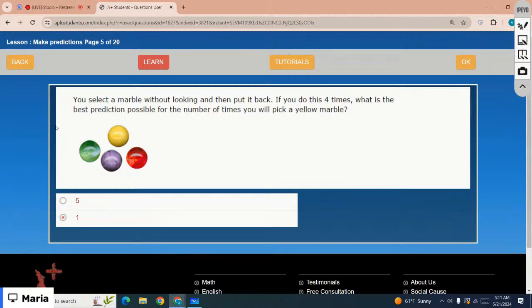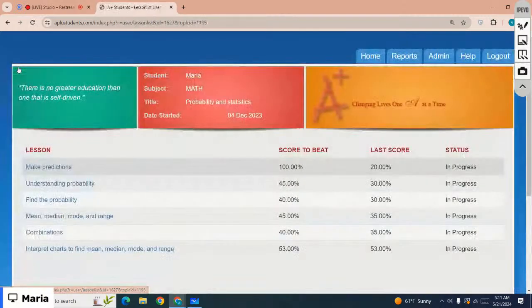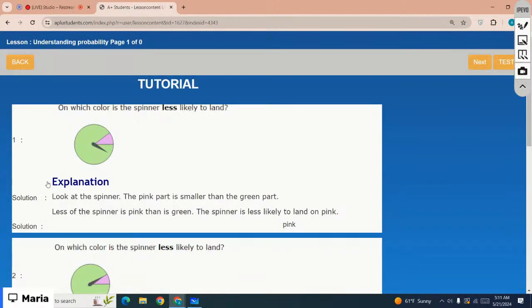Okay, you can complete the lesson by yourself later today. Let me just move on to the next lesson. The next lesson is understanding probability. On which color is the spinner less likely to land? So, which is the correct option?